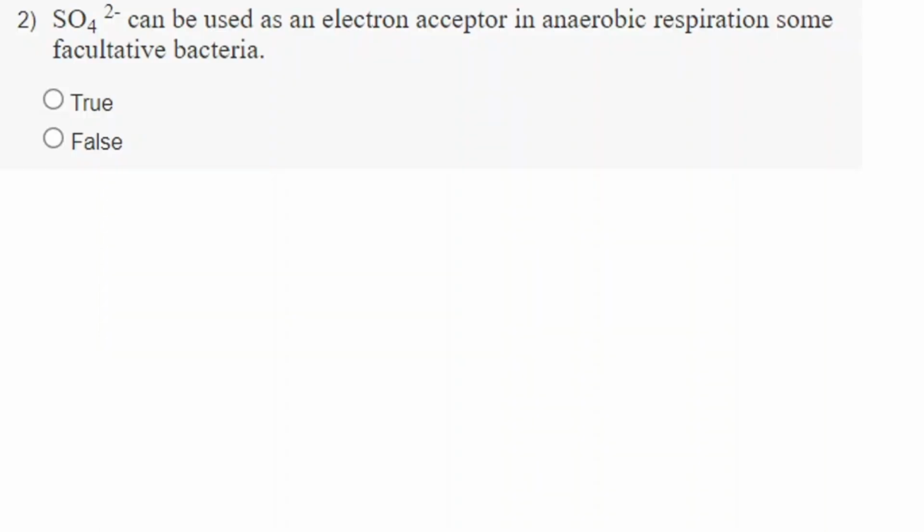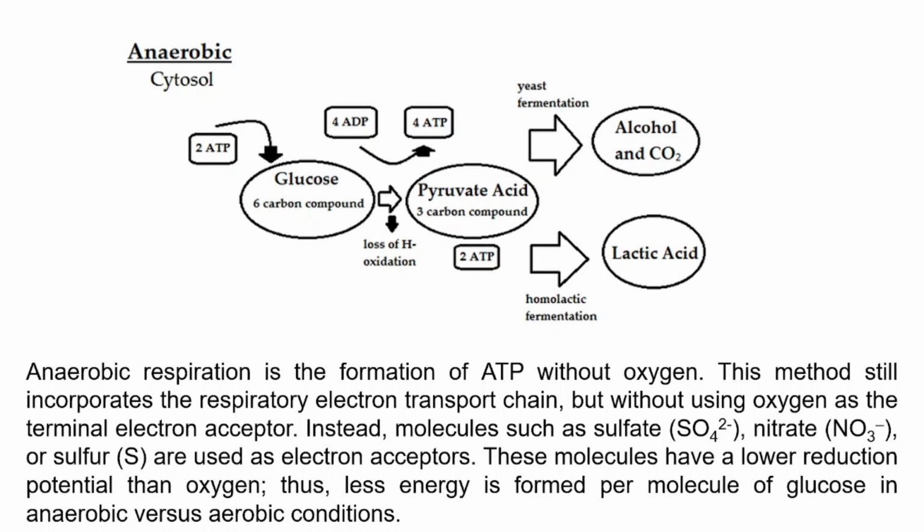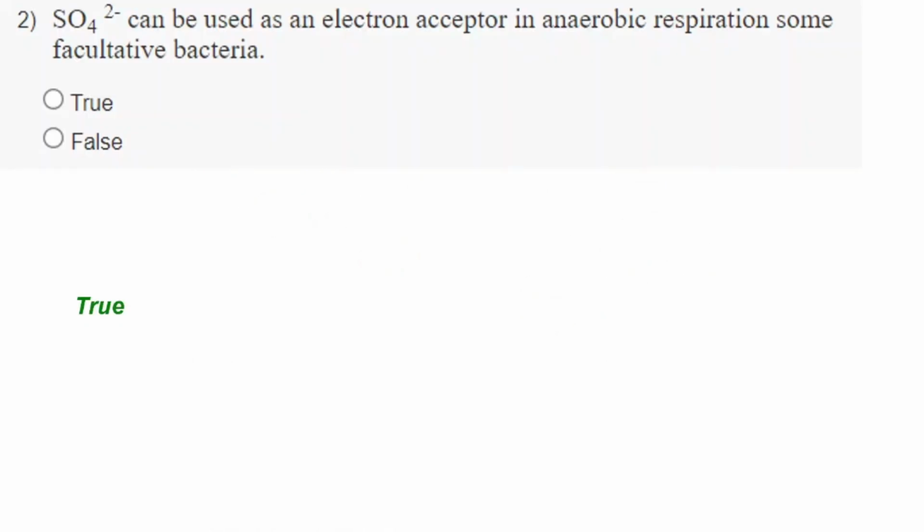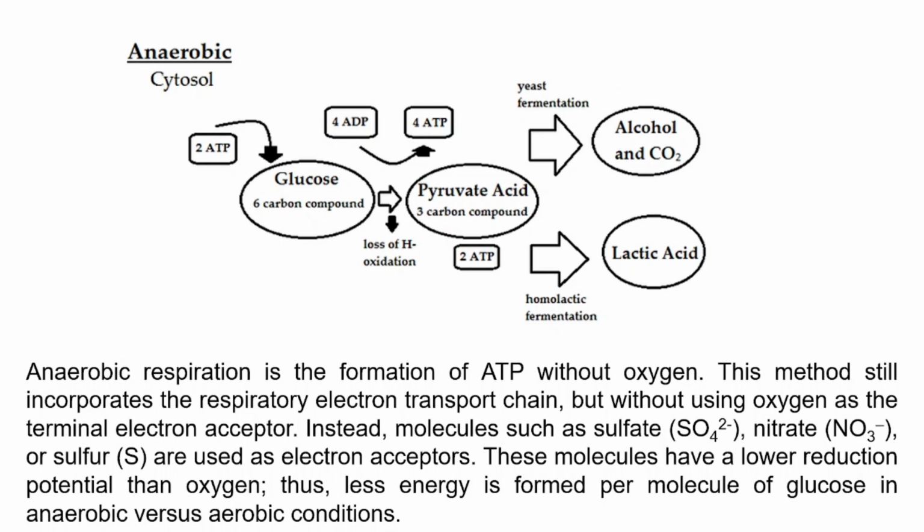So that's it. So the next question was, SO4 2 minus can be used as an electron acceptor in anaerobic respiration by some facultative bacteria. Anyone? True. Okay. So yes, that is true, because in case of anaerobic respiration, basically the process is formation of ATP without oxygen, as I discussed right now. So this method still incorporates the respiratory electron transport chain, but it obviously doesn't have oxygen as the terminal electron acceptor, as we see in the ETC, or the electron transport chain during aerobic respiration.